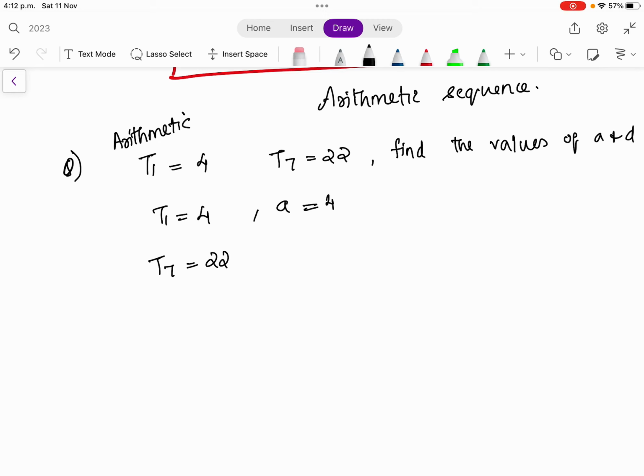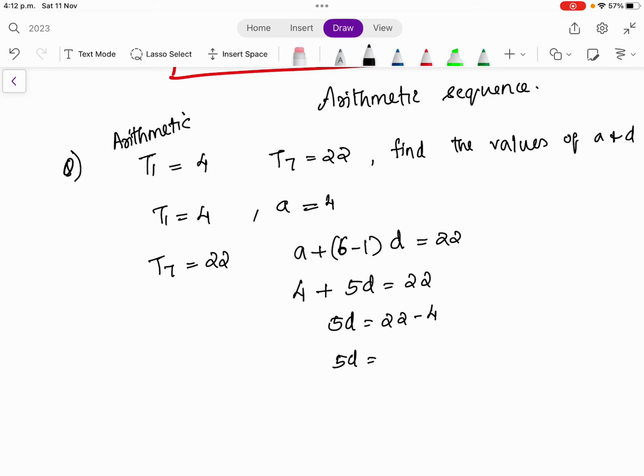So how can you write the formula for T7? A plus 7 minus 1 into D is equal to 22. Oh sorry, I'm very sorry, it is not 6 minus 1, it is 7 minus 1, so this is 6. So it is 4 plus 6D is equal to 22, so 6D is equal to 18 and D is equal to 18 over 6, which is equal to 3.